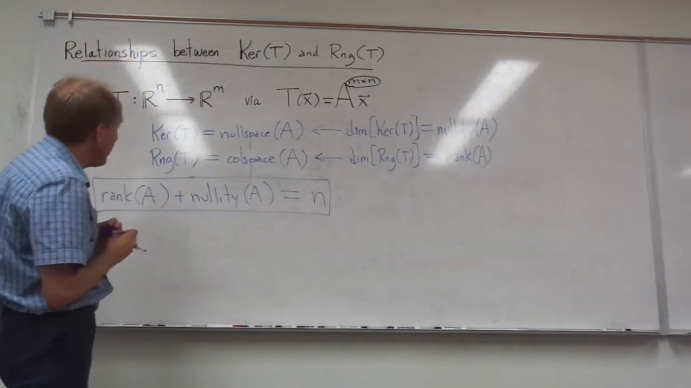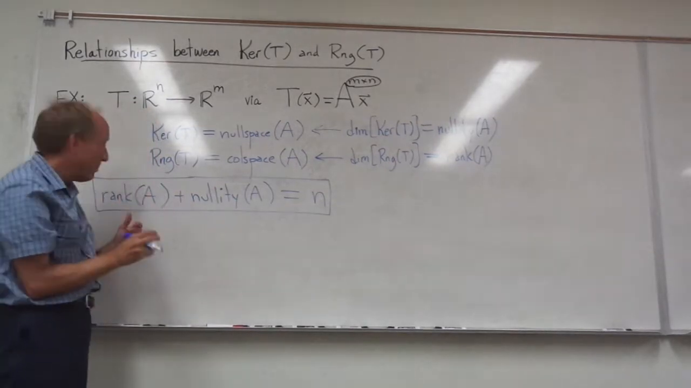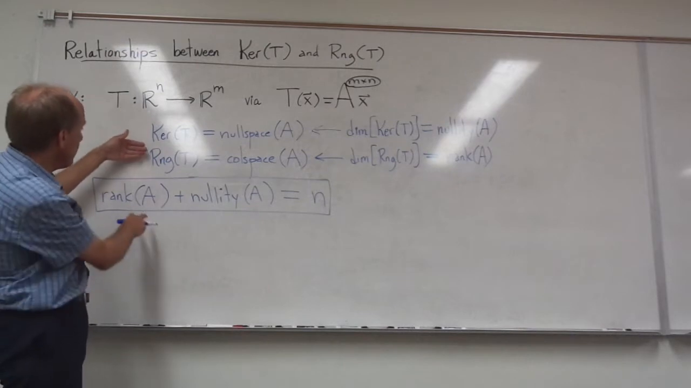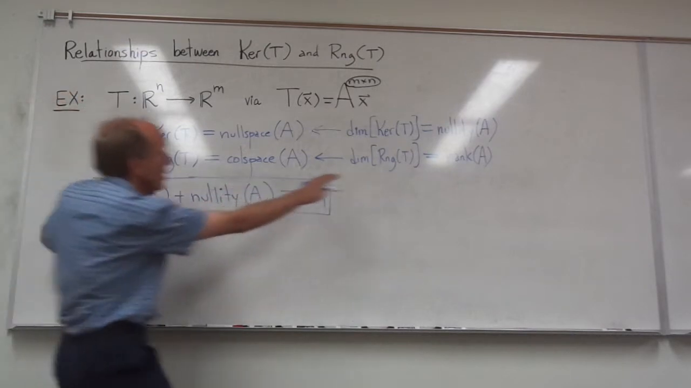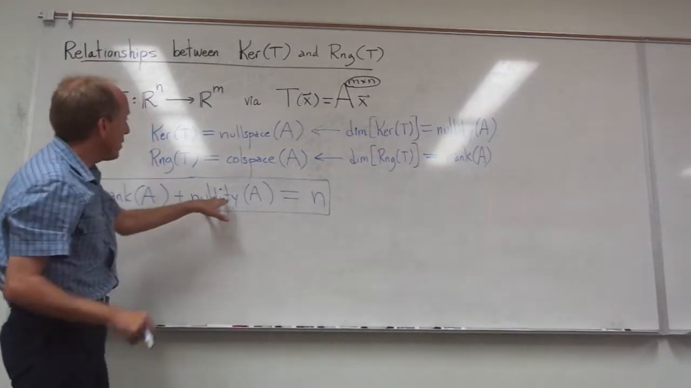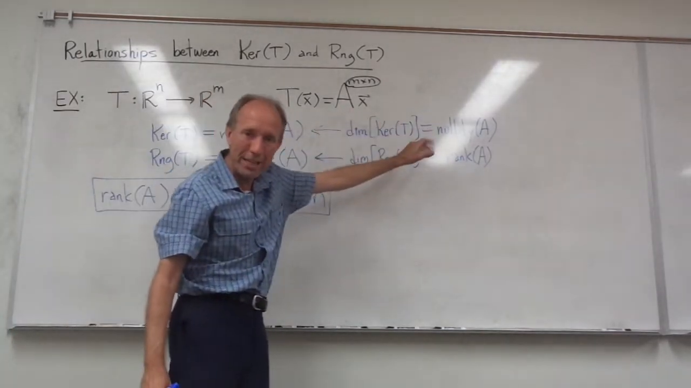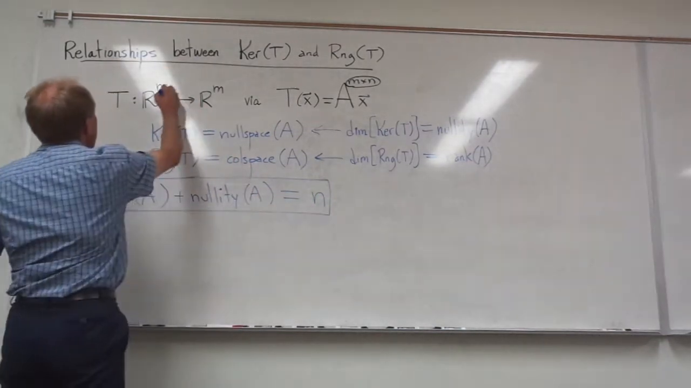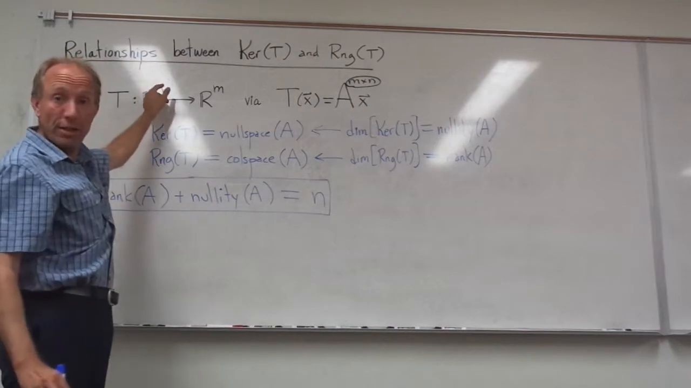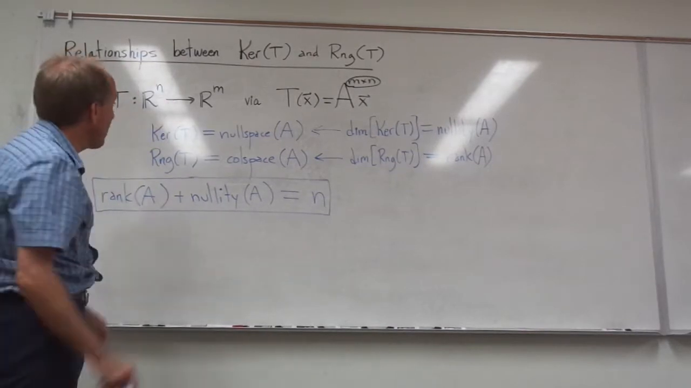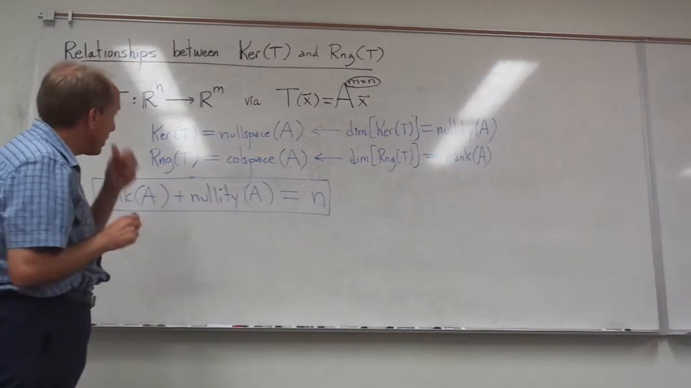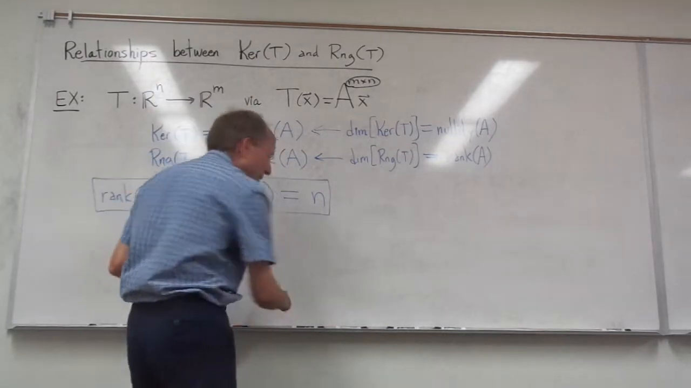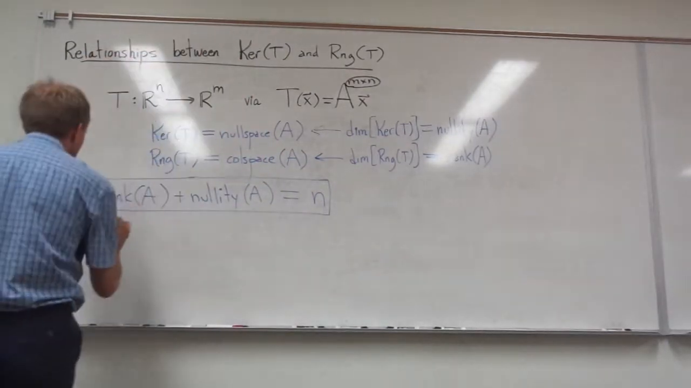In other words, there is a definitive relationship between the dimension of the kernel of T and the dimension of the range of T. The rank is the dimension of the range of T, and the nullity is the dimension of the kernel of T. Namely, they add up to n, which happens to be the dimension of Rn. So somehow, it seems like there is a nice relationship between the kernel and the range here. Let's explore that a little bit with another quick example.